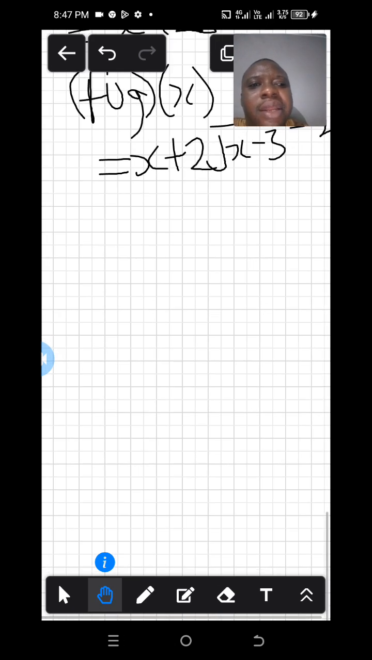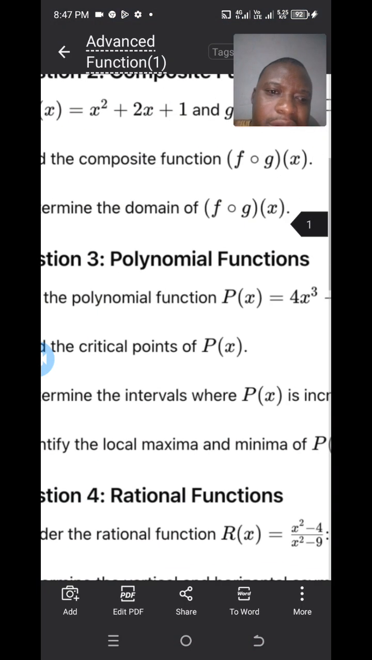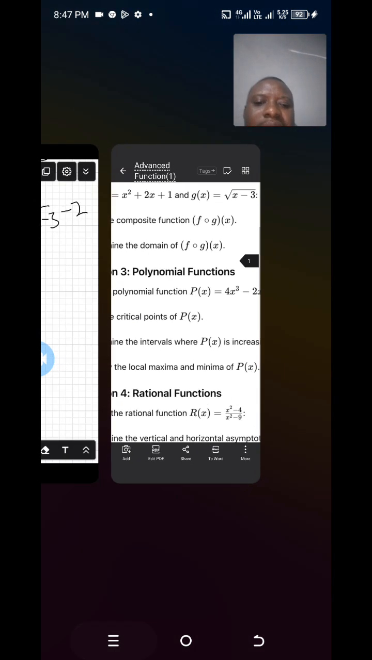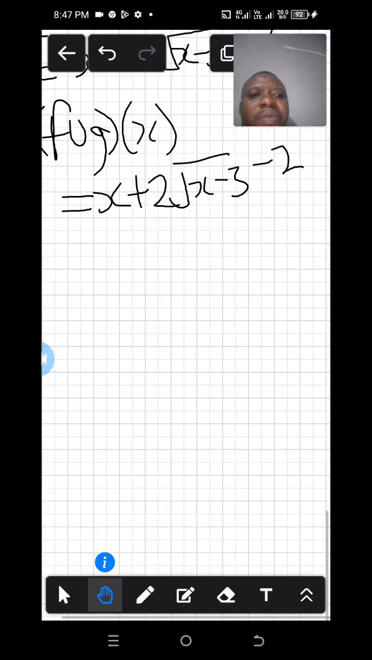And second question, you are asked to determine the domain of the f of g. So domain is all the values of x, while range is defined by all the values of y. But here we have to find the domain. If it is a polynomial function, the domain is just all real numbers. But because of the square root, this is not a polynomial. And of course, we all know that square roots can never be negative.